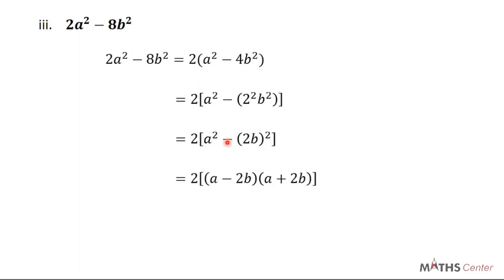So in this case, if you are expanding, you first bring your square bracket, because you have a bracket in a bracket, so the outside bracket must be square brackets. We know that if you are writing a difference of two squares, you are going to have the first term minus the second term in one bracket, so a minus 2b in one bracket. Then in the second bracket, you are going to have the first term plus the second term, so a plus 2b in another bracket. Remember, they are all being multiplied by 2, which is outside the bracket.